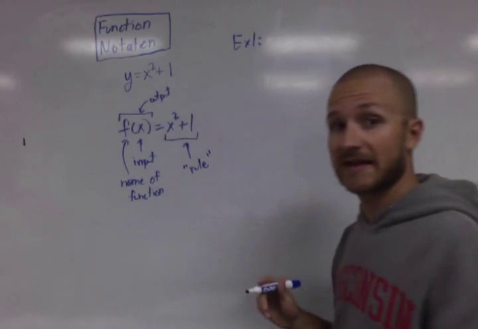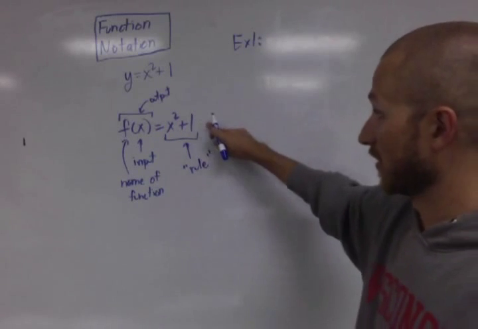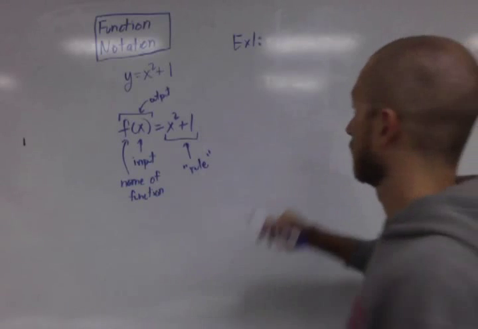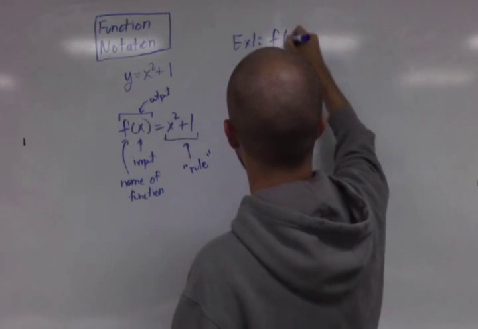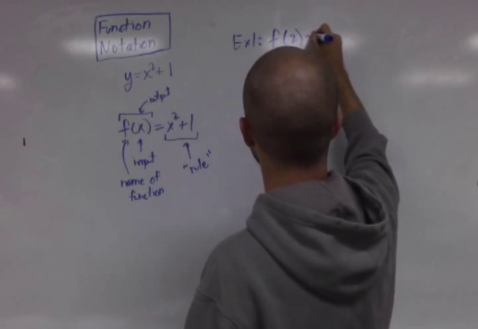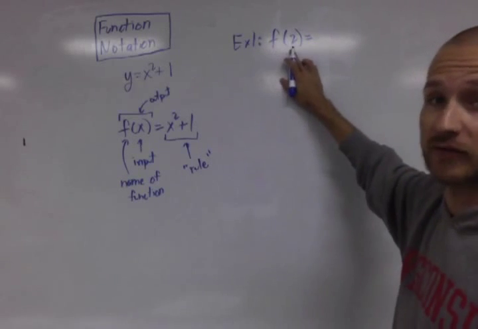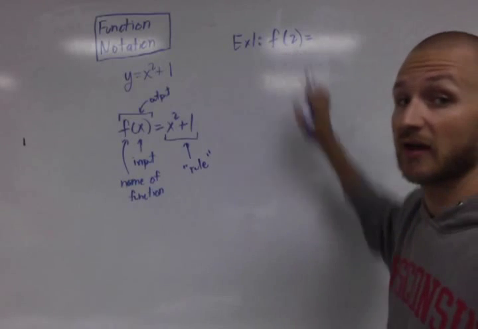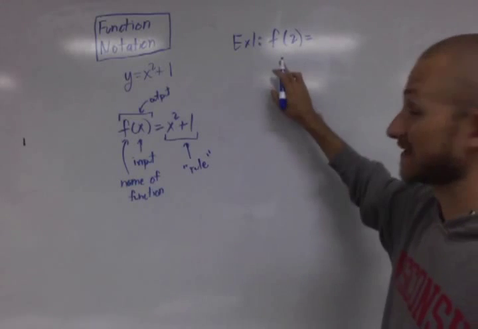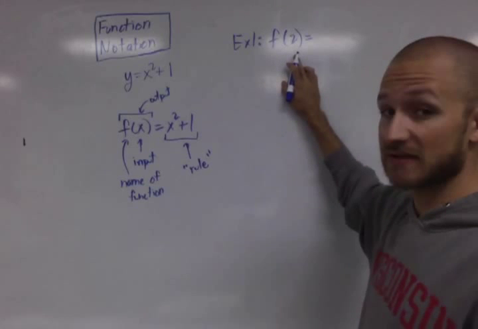All right, we're going to continue with this function right here, x squared plus 1, and I want to know what f of 2 is. Okay, find f of 2. I say this f of 2, it's f of whatever is in there. Really important to note, this does not mean f times 2.